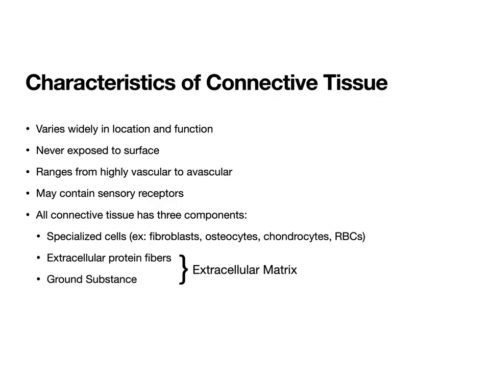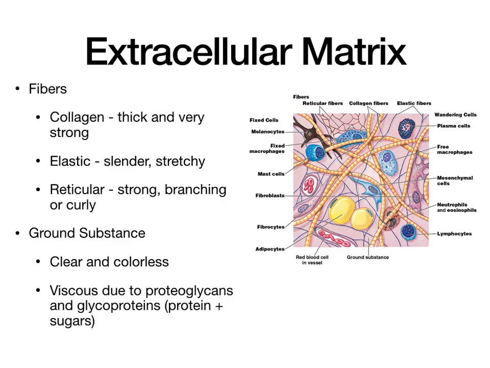This extracellular matrix is what surrounds the cells. It accounts for the majority of our connective tissue volume, and it has fewer cells and more extracellular material when we compare it to the epithelial tissue. So this cartoon image is an example of an extracellular matrix with all its components. The connective tissue components include the extracellular protein fibers, which are made up of our collagen, our elastic, and our reticular fibers. The collagen fibers are very thick and very strong.